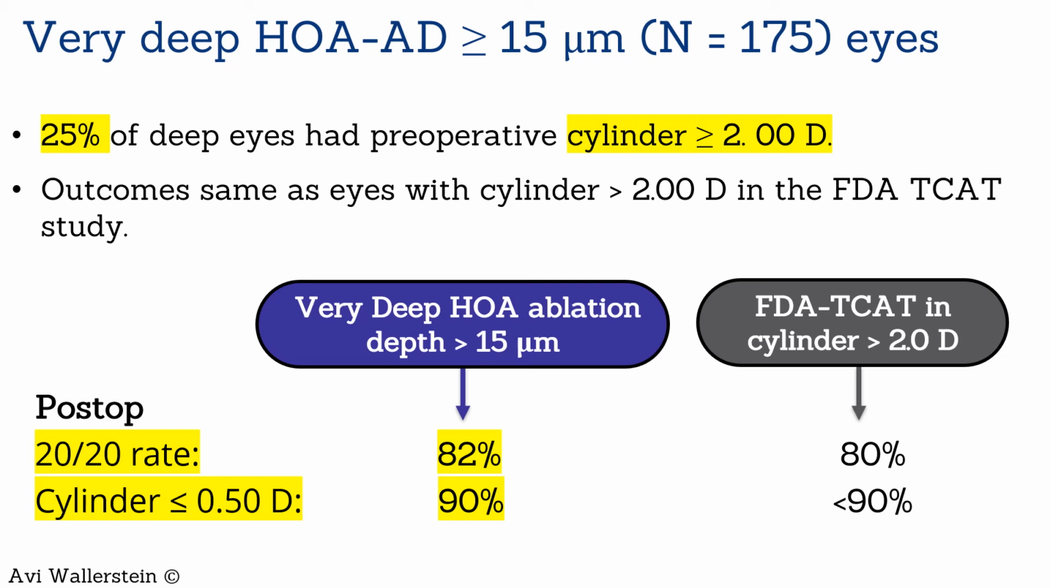In very deep eyes with ablation depth of 15 microns or greater, 82% achieved 20/20 and 90% were within half a diopter of plano cylinder. It's a similar outcome to the subset of eyes with cylinder of greater than 2 diopters in the FDA study.